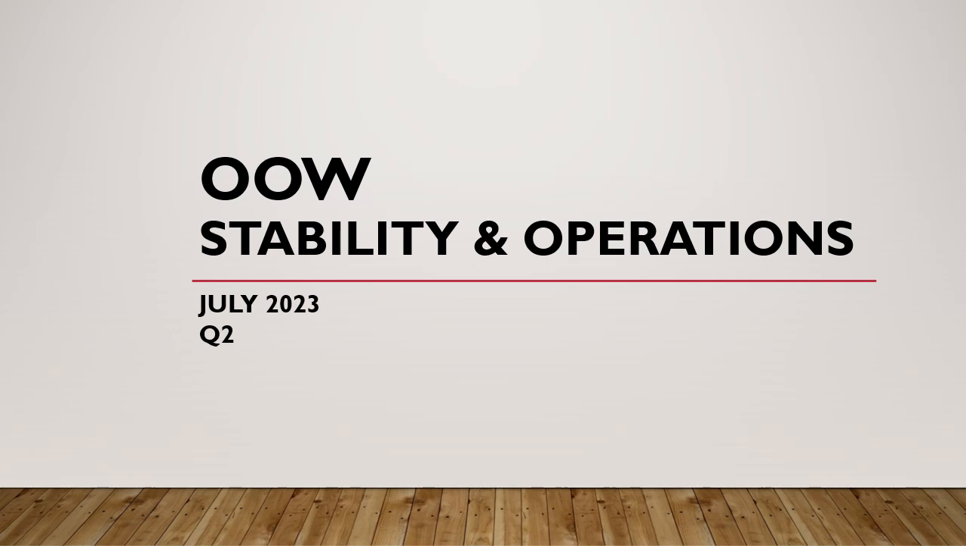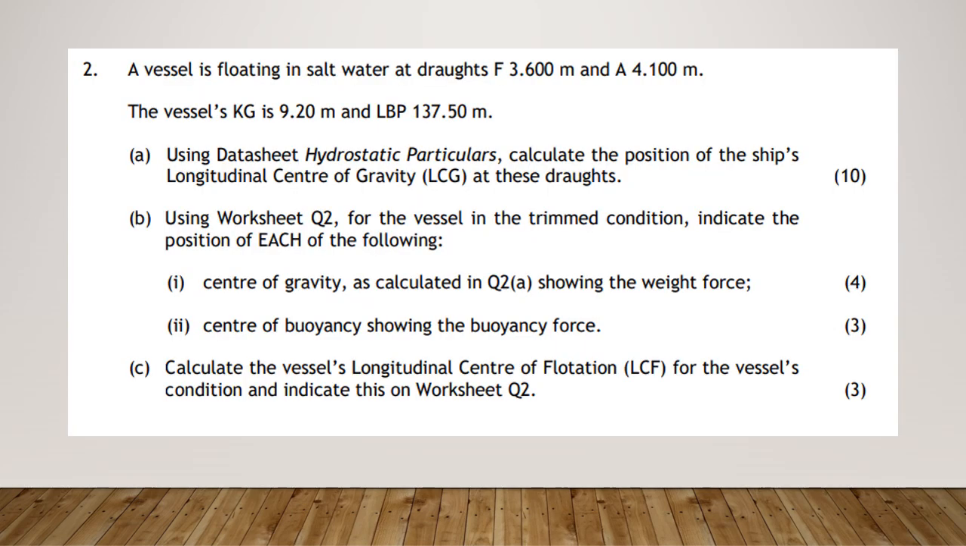Hi all. So today we are going to see Officer on Watch, Stability and Operations, SQA, July 2023, question number 2. A vessel is floating in salt water at drafts forward 3.600 meter and aft 4.100 meter. The vessel's KG is 9.20 meter and LBP 137.50 meter.